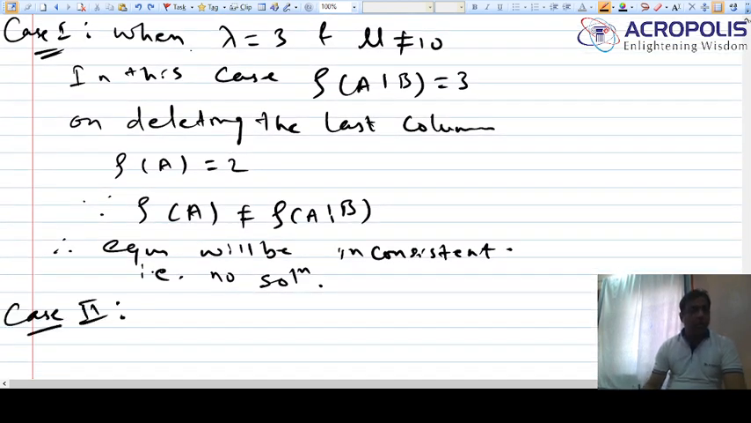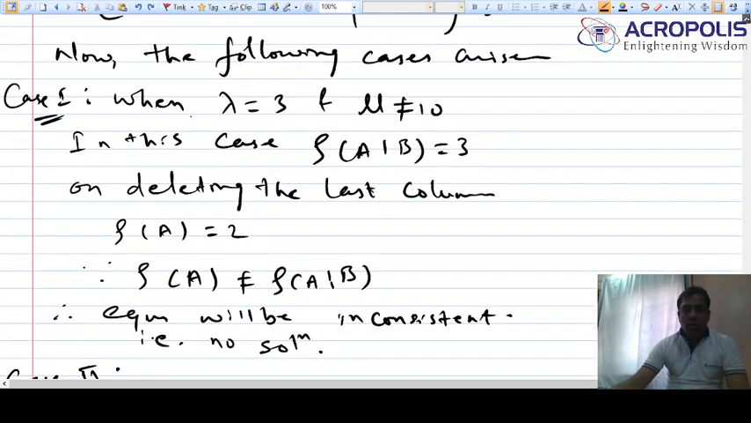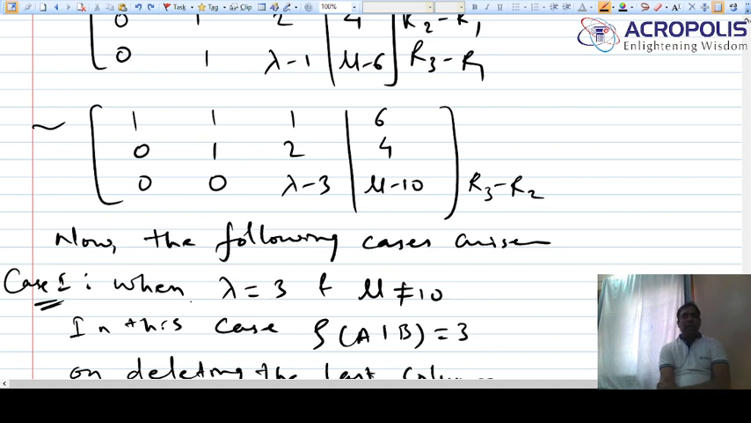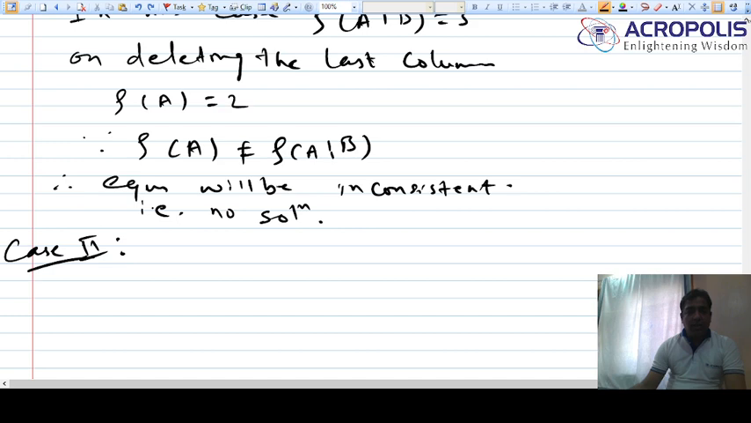Now another case, second, for unique solution. For a unique solution, we need to have the equations consistent here. And when will the equations be consistent? When this lambda is not equal to 3. Because if lambda is not equal to 3, then some non-zero constant will be present here, and in that case this row will become a non-zero row, and in this way we will find the rank of A is equal to the rank of both the matrices, equal to 3.